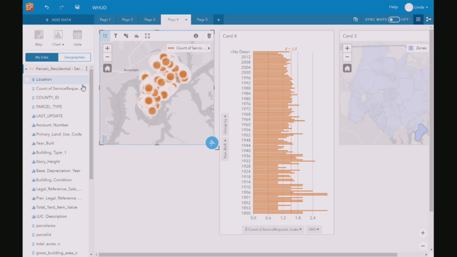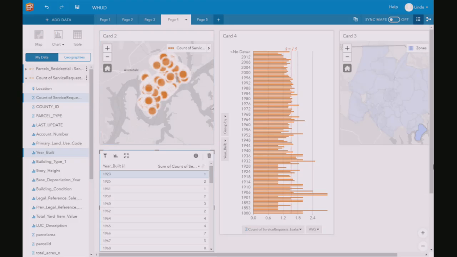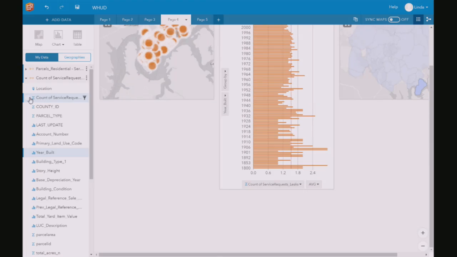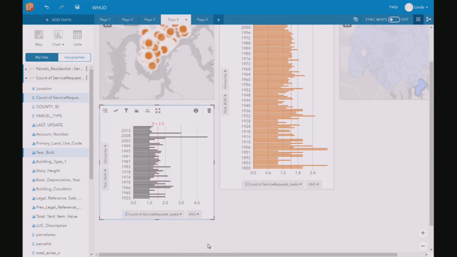So I'm going to do exactly the same thing with the output from that filter. I'm going to look at the total number of calls about leaks, I'm going to look at the age of the house, and I'm going to put that on a chart. Except I put it on a table. I'm going to put that on a chart. I'm going to look at the average. Now you see something coming out straight away.